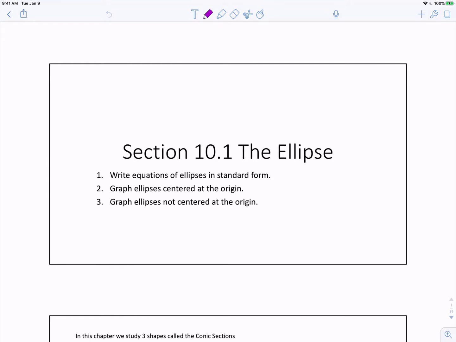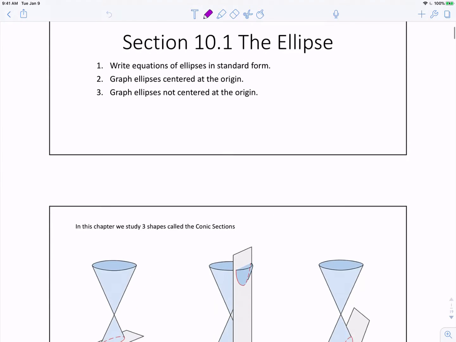Section 10.1, the ellipse. In this section, we'll write equations of ellipses in standard form. We'll graph ellipses centered at the origin, and also ones that are not centered at the origin.